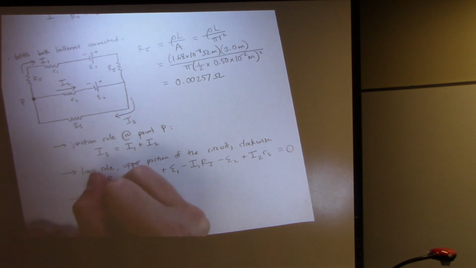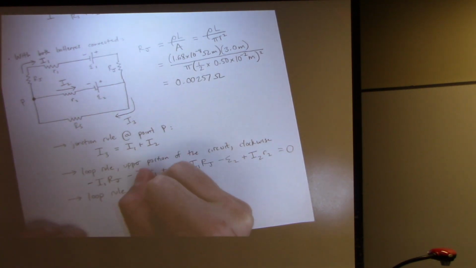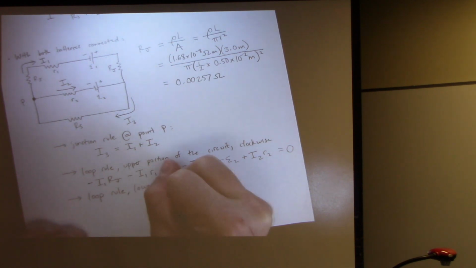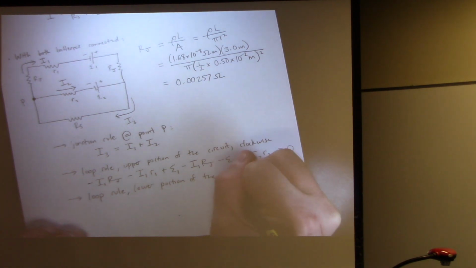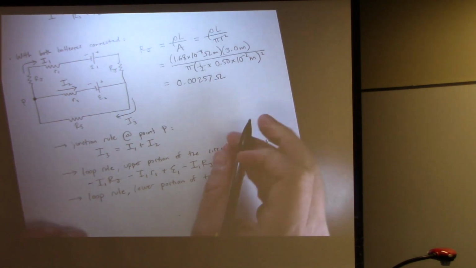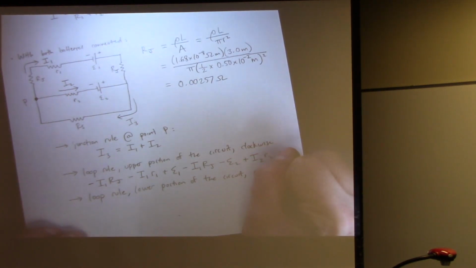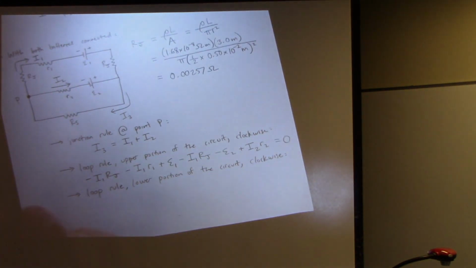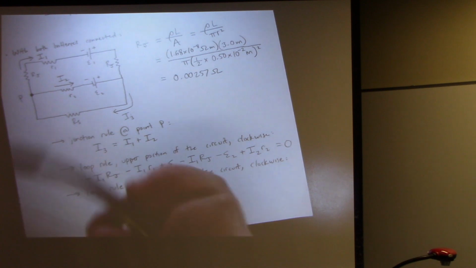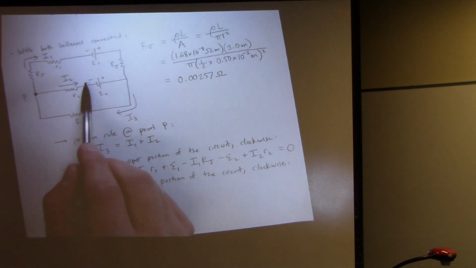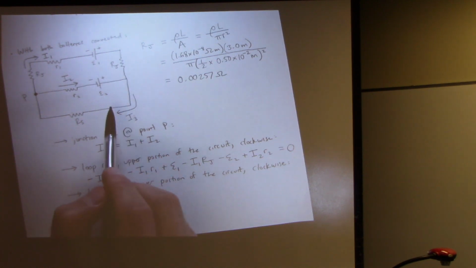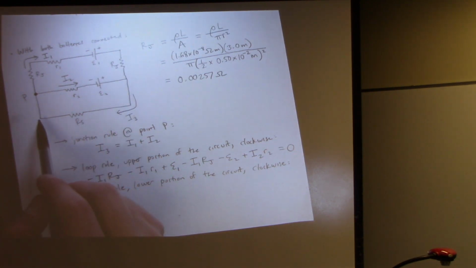So let's do another loop rule equation. And let's apply it this time to the lower portion of the circuit. And let's take this one going clockwise. Okay, so we'll start at point P. We'll make our way across this middle section and then back around on this lower section until we've returned where we started.